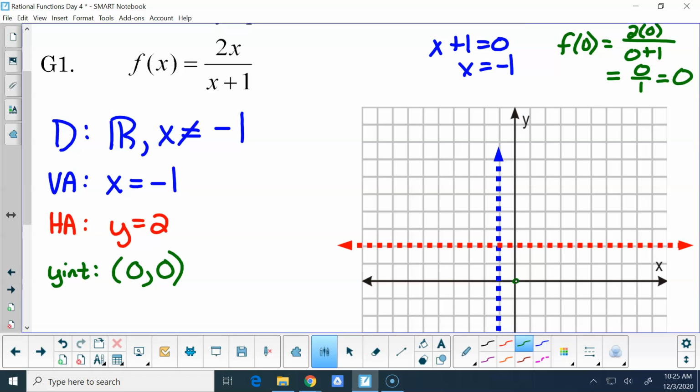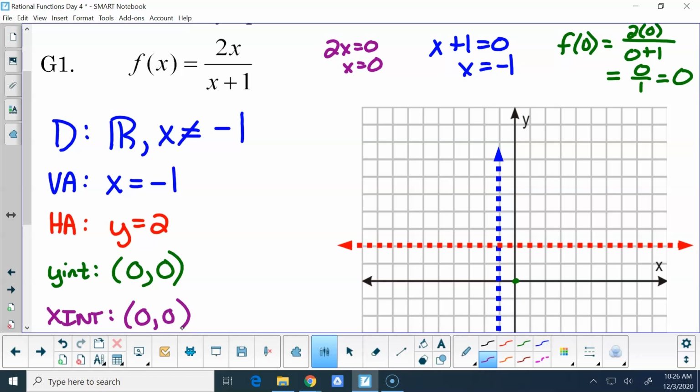Okay. Step number 4. Find the x-intercept. How am I going to find the x-intercept? Set the numerator 0. 2x equals 0, so x equals 0. So that would give me an x-intercept of (0, 0).